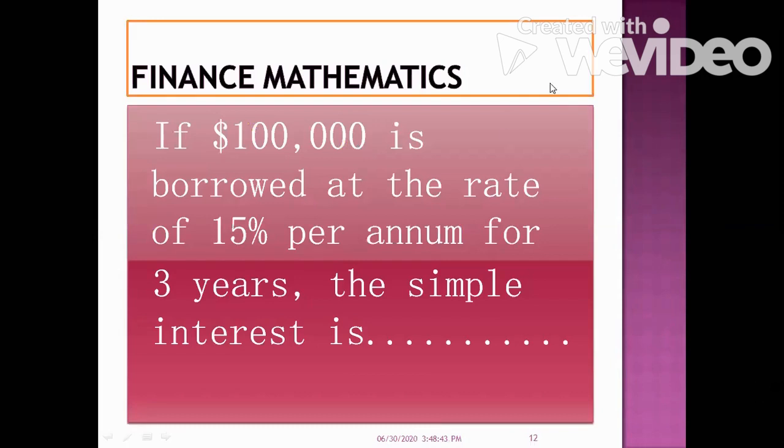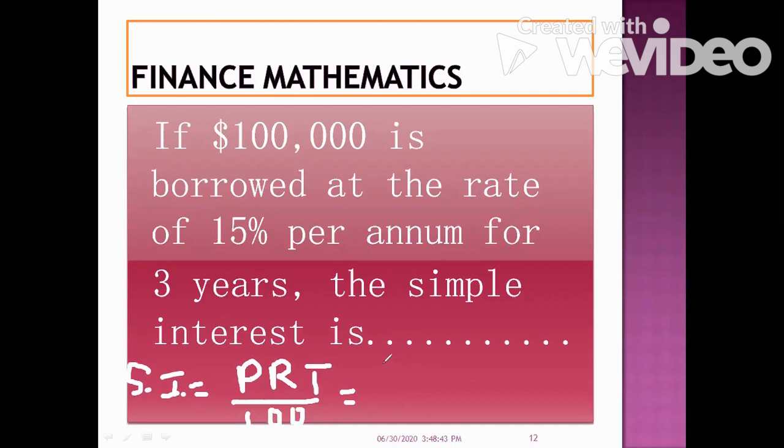This one is a simple interest question, and we use a formula. Simple interest, SI, is principal, the amount invested, multiplied by the rate, which is always a percentage, multiplied by time, which is always in years, and divided by 100. So all we need to do is plug in these values. You borrow 100 grand from the bank, so the principal is 100,000. The rate is 15%. Then you multiply it by 3 and put everything over 100.